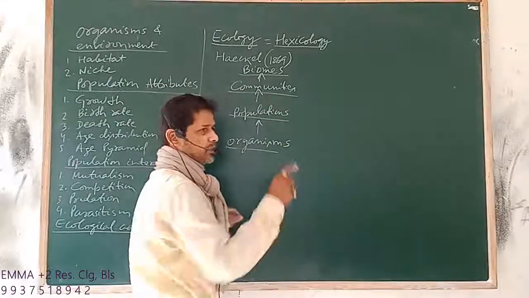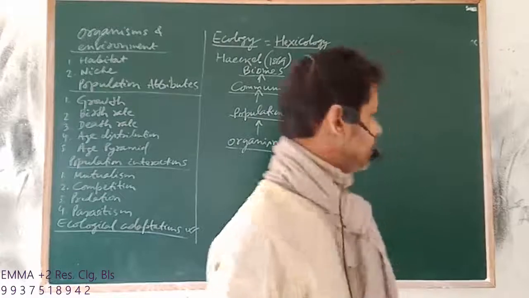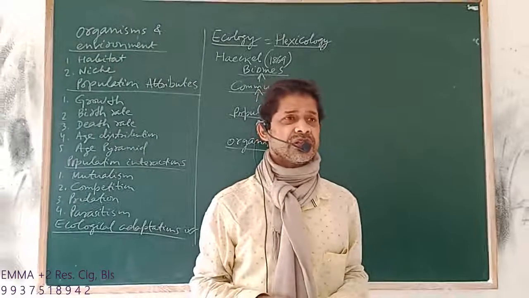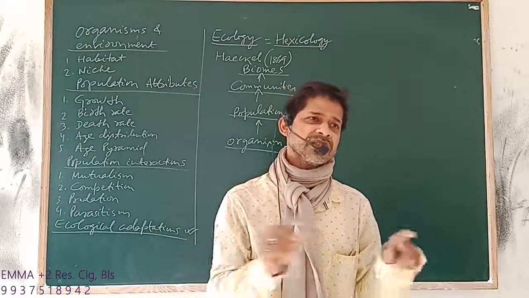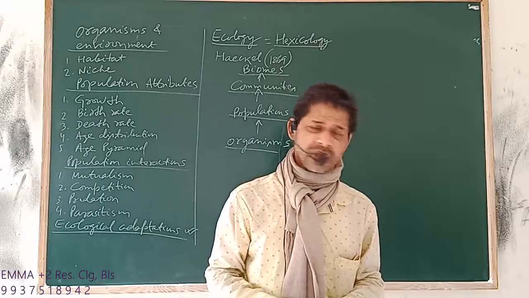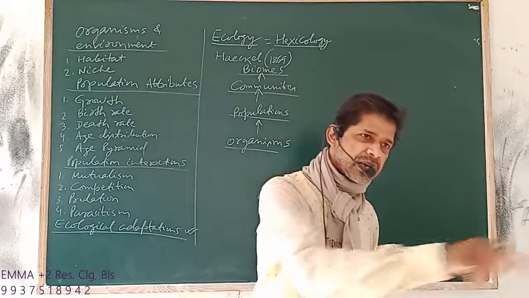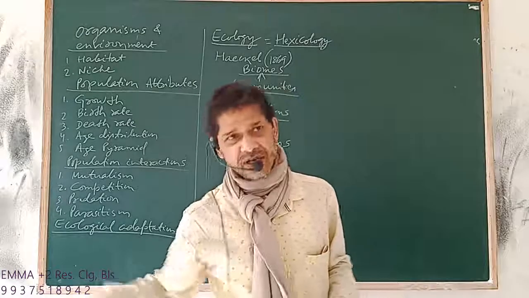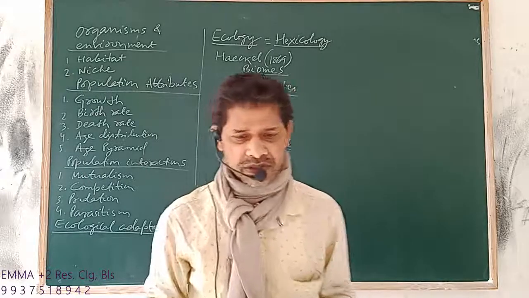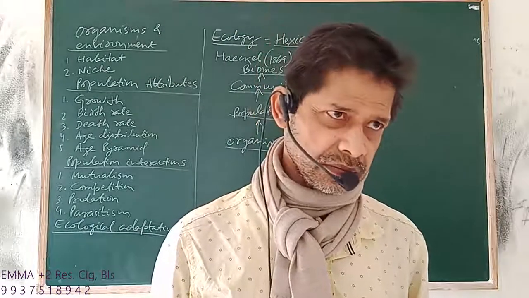So if similar types of organisms are present in a unit area or locality, that is called a population. Suppose here in this township humans are there, so that is the human population. In a crop field, wheat plants are there, wheat plant population, rice plant population. So what is population? Population means a group of similar individuals in a particular area.